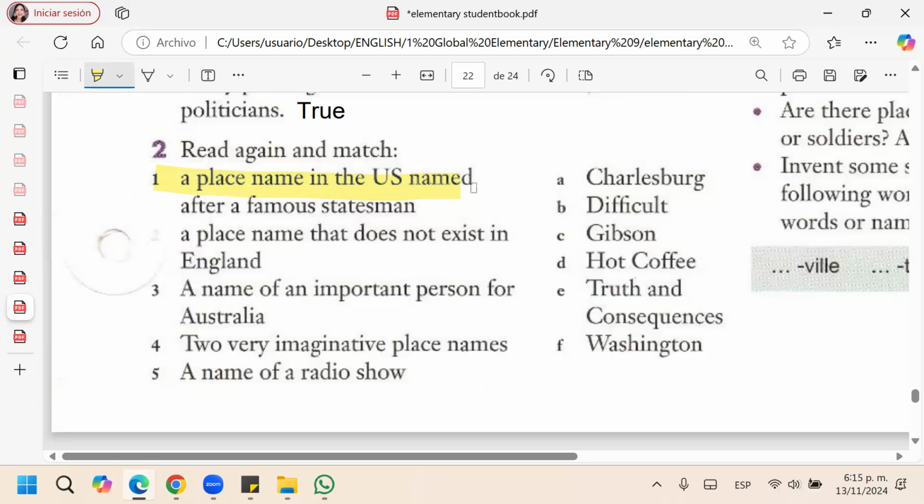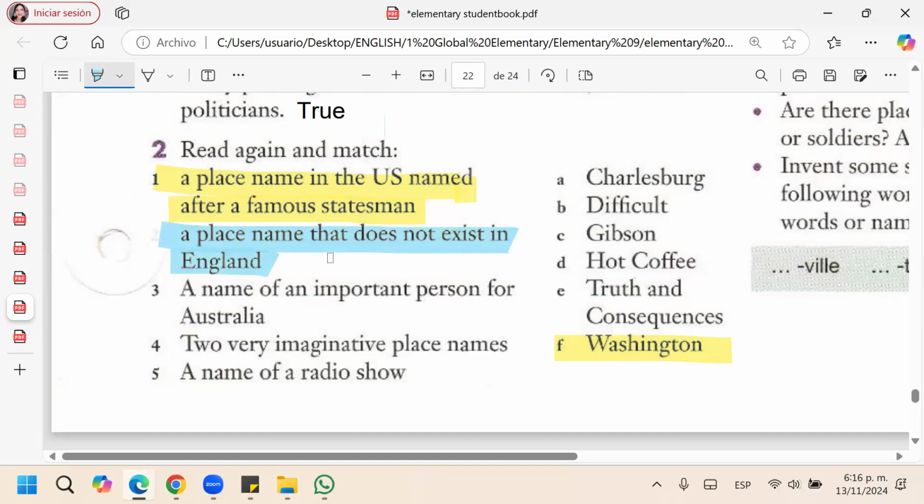A place name in the United States that is named after a famous politician. Gibson? No. You know the Washington? The capital of the US, Washington, named after the president, George Washington.